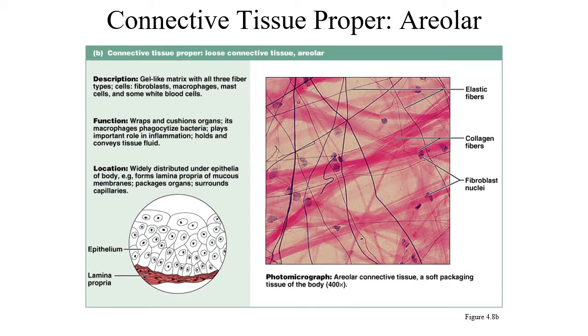Areolar connective tissue is unique in that it shows all three fiber types. We have elastic fibers, collagen fibers, and reticular fibers within the tissue itself. So it combines the characteristics of all three. Areolar connective tissue is found in a large number of areas. We'll see it in the skin later on. We see it surrounding organs, packaging them up in a sense within the body itself.